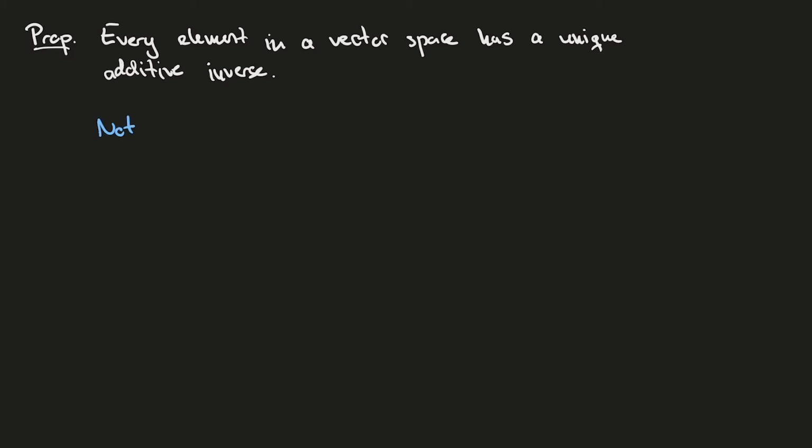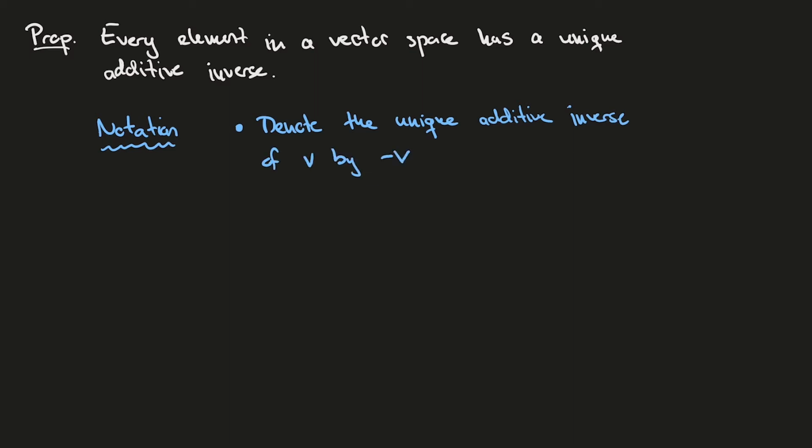This again allows us to introduce some notation. First, we denote the unique additive inverse of v by minus v. And second, we can define a subtraction as follows. We simply set w minus v to be, by definition, w plus minus v.